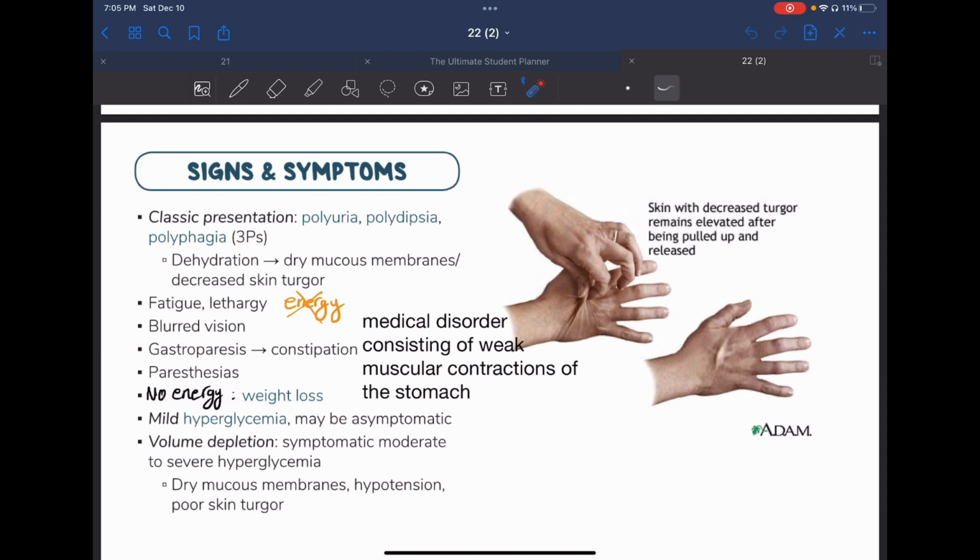In mild hyperglycemia, the patient can have no symptoms, but when it's moderate to severe hyperglycemia, the volume can be depleted. And because they don't have any water and they are dehydrated, the mucous membranes are dry. And because there is no water in the blood, they have hypotension, meaning lower blood pressure, and the skin turgor is low.